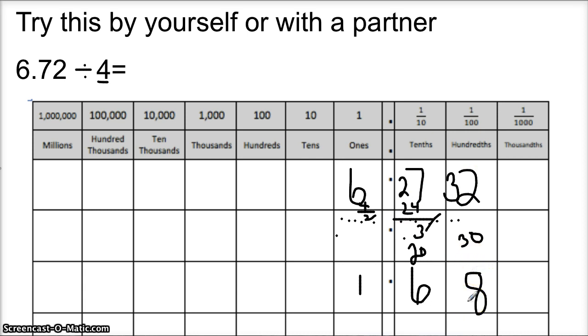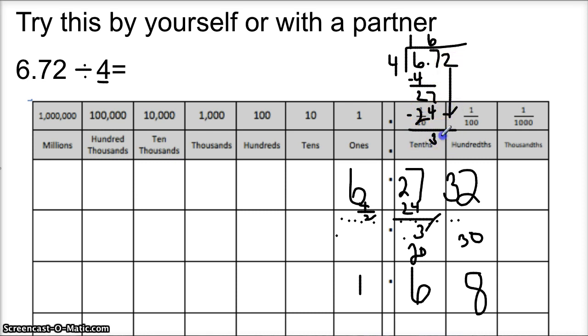And with a standard algorithm, it looks like this. 4 goes into 6 one time. 1 times 4 is 4. 6 minus 4 is 2. Bring down my 7. 4 goes into 27 6 times. 6 times 4 is 24. Then I subtract. 7 minus 4 is 3. 2 minus 2 is nothing.